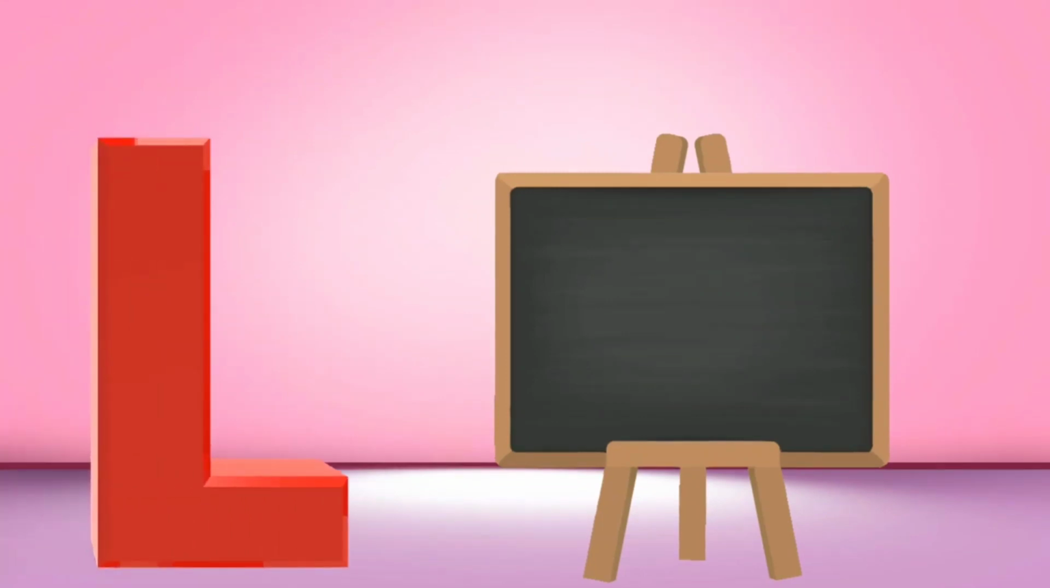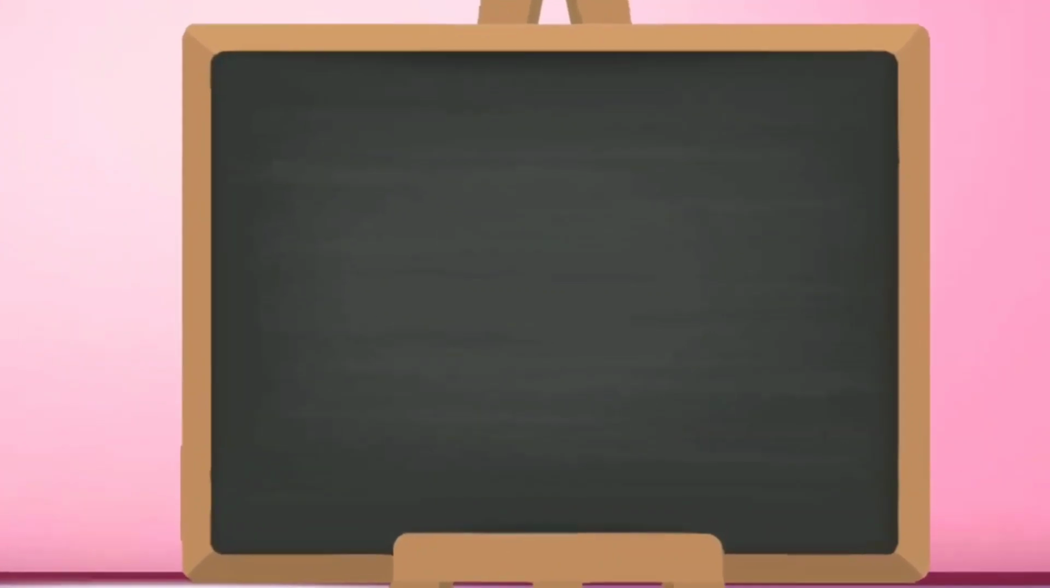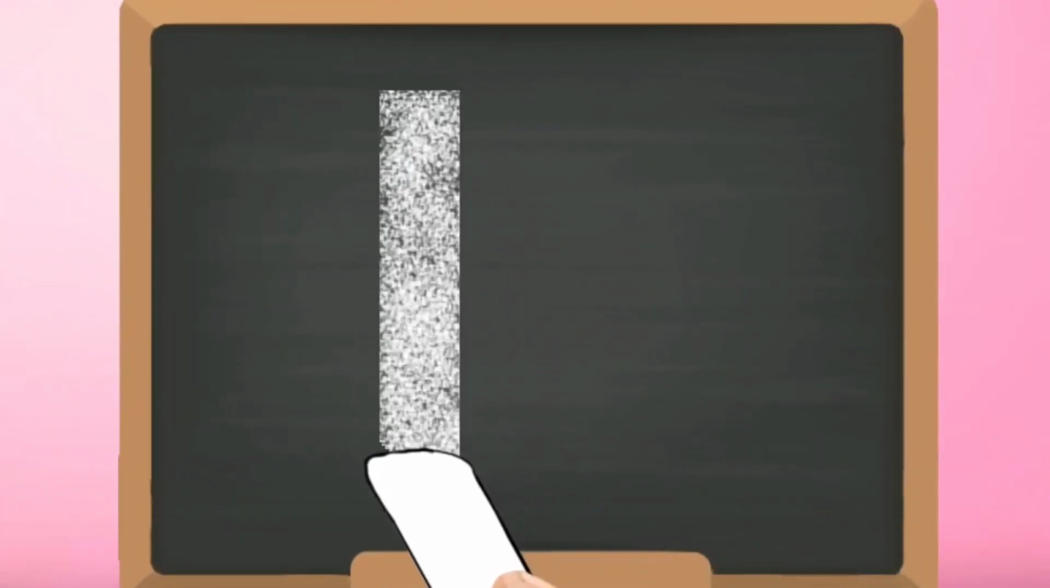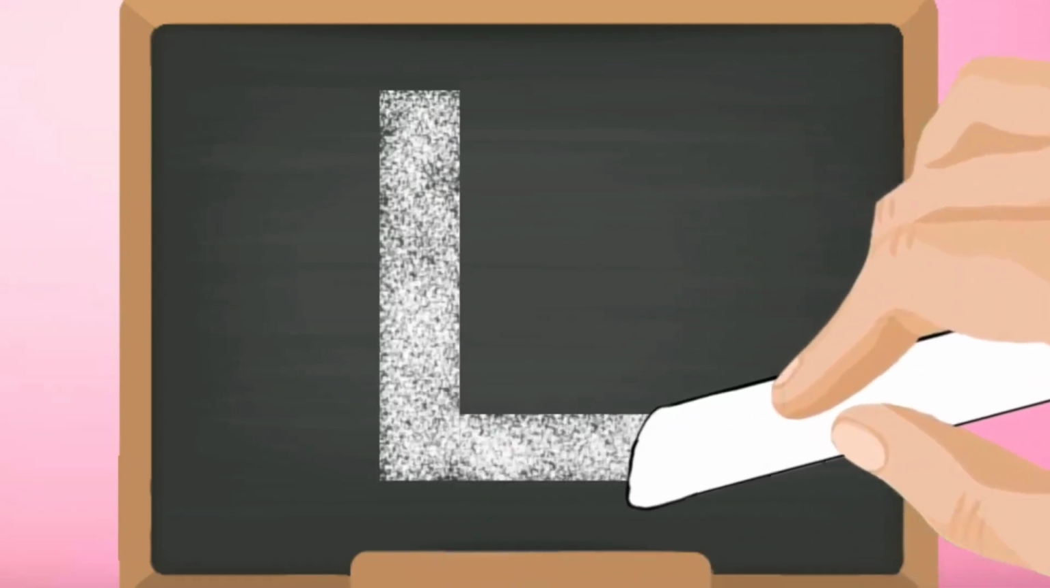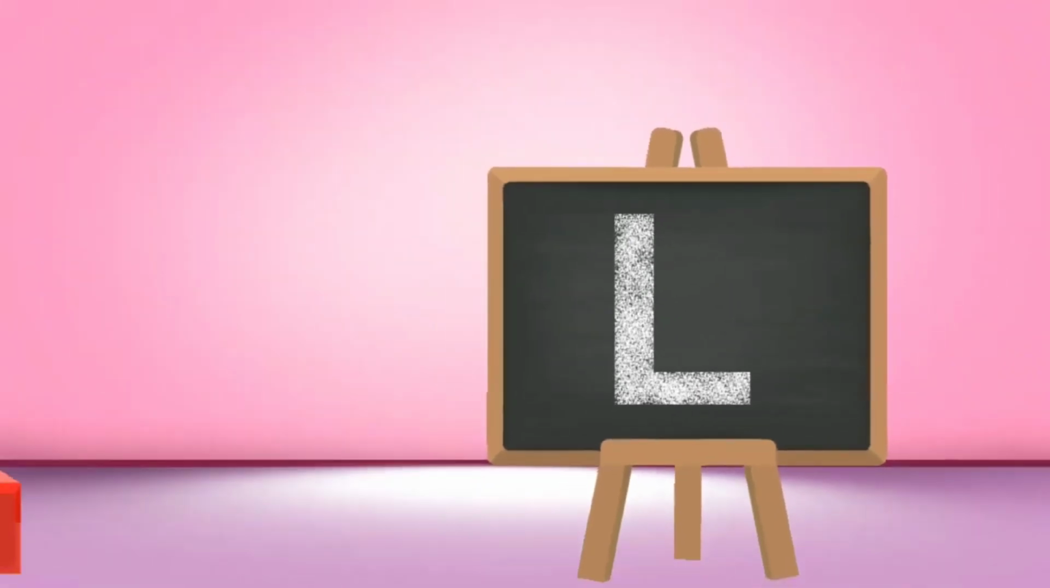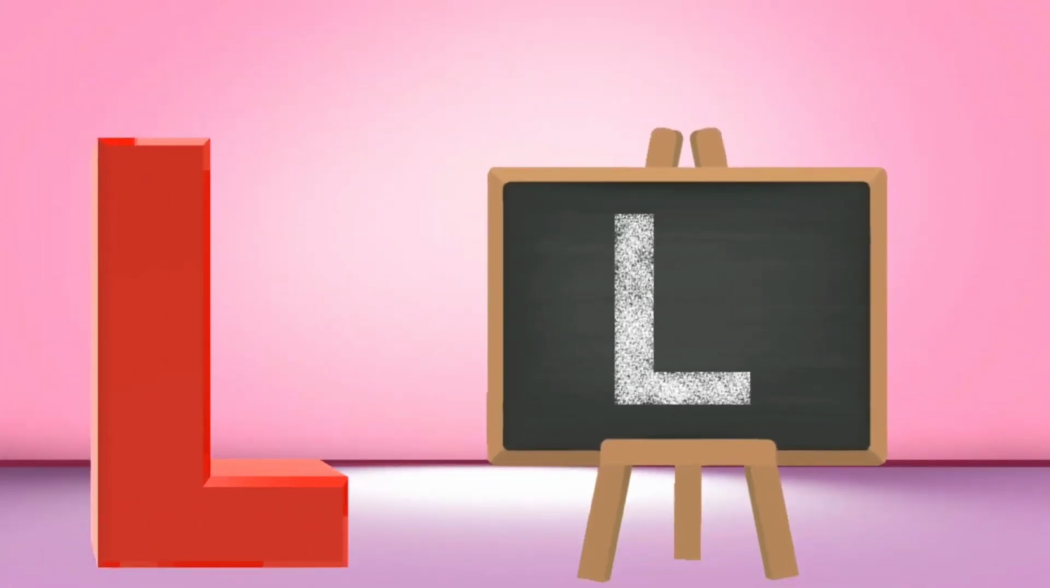L. Capital L. Start from the top and draw a standing line down. From the bottom of the line, draw a sleeping line to the right. Capital L.